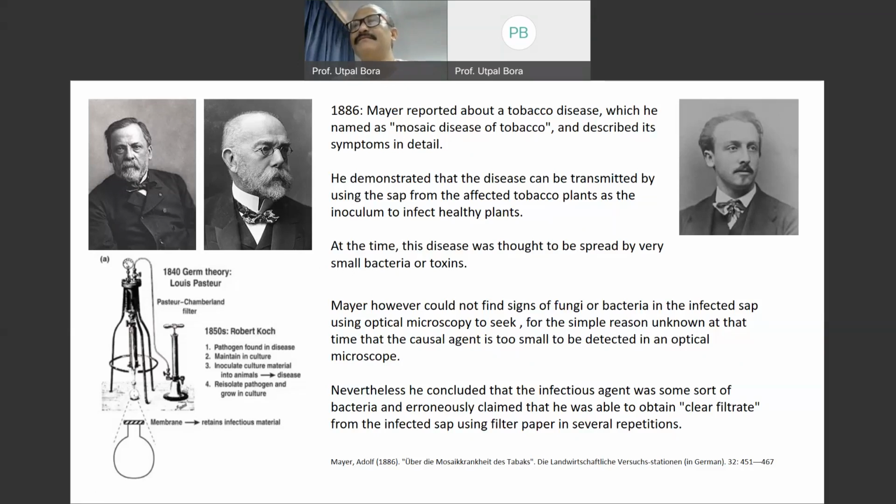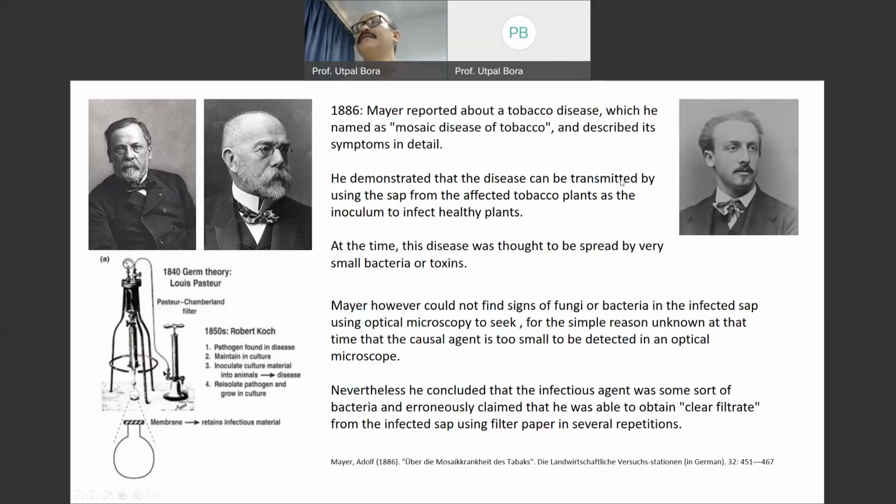And then he falsely, or erroneously, claimed that he was able to obtain the clear filtrate in this Pesce-Chamberlain filter from the infected sap using filter paper in several repetitions. So this is one of the experiments now cited by people who teach research methodology regarding errors, or some kind of scientific inference which is wrongly derived from the experimental evidence. And this was exactly what happened at that point of time.